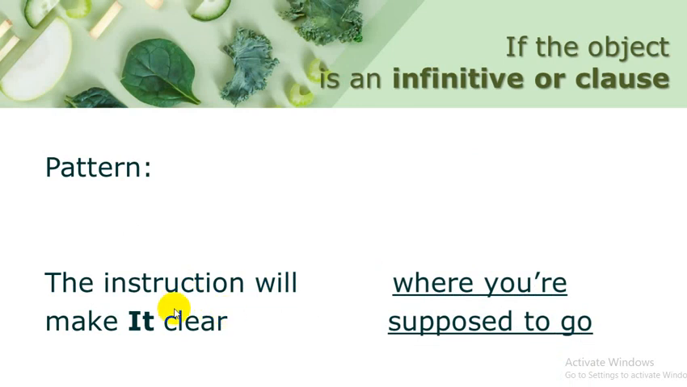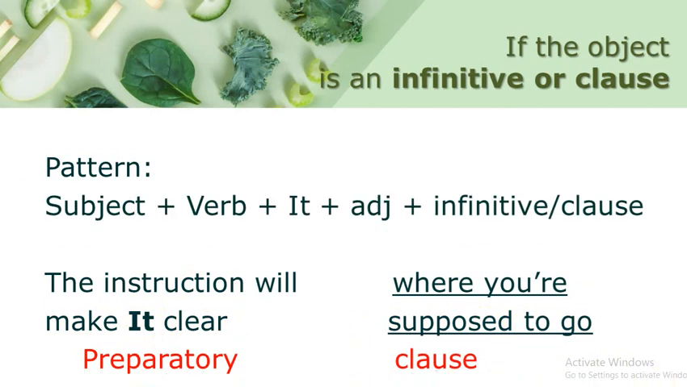First the sentence: the instructions will make it clear where you are supposed to go. This is an example of using it as the object followed by a clause. This is the preparatory it and this is the clause. The pattern is subject plus verb plus it, adjective, infinitive, or clause.